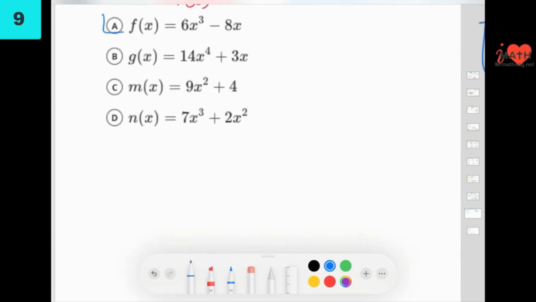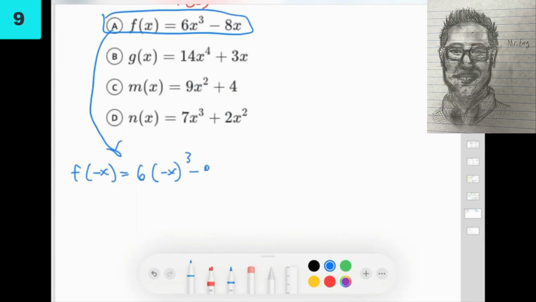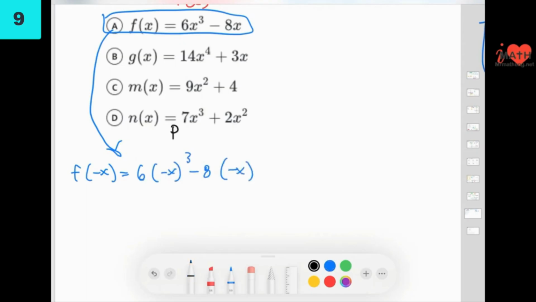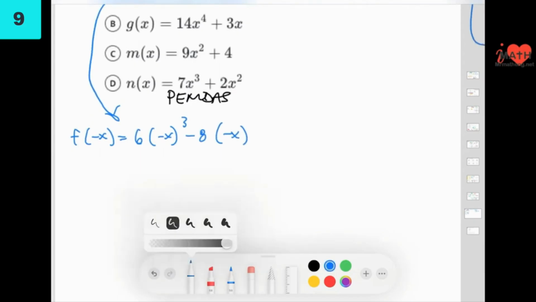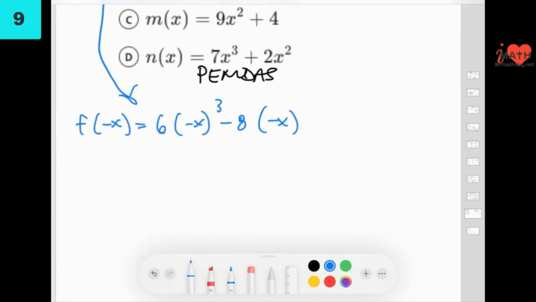Let's do A. I'm going to put in a negative x for every x value. And here I'm just going to use my order of operations, PEMDAS. So I'm going to use exponents. Negative x times negative x times negative x is negative x cubed. And negative 8 times negative x is positive 8x. And I'm just going to clean that up. So 6 times a negative x cubed is negative 6x cubed plus 8x.